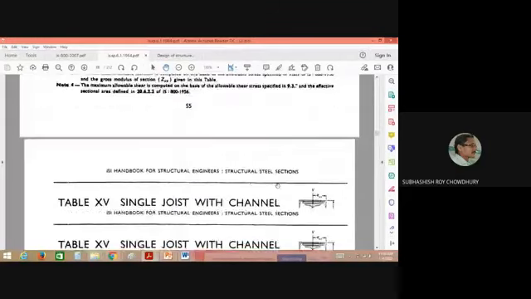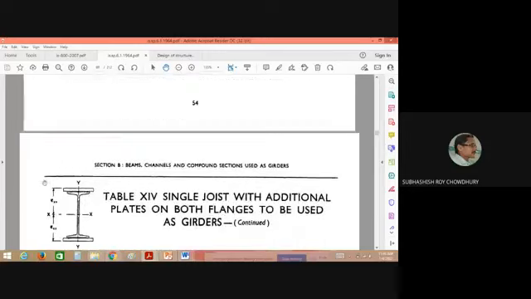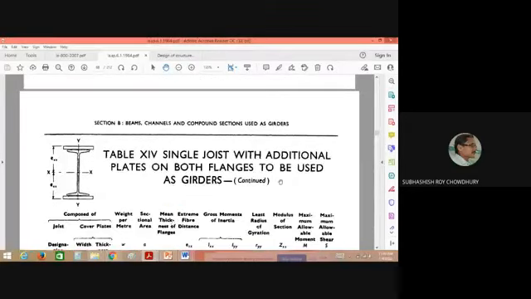Now, other than this one, let me show you some other things. For example, here, the load carrying capacity requirement is too high, that means a single rolled steel section is not sufficient to carry that. Even by attaching two plates to the two flanges, it is not suitable to carry the external load.